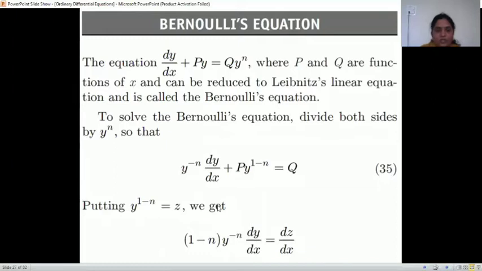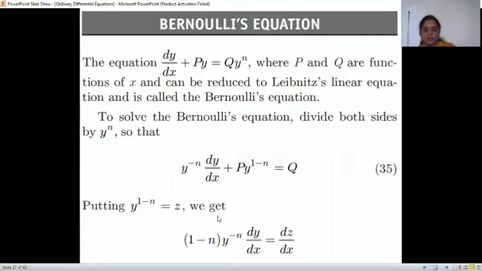Bernoulli's equation is of the form dy by dx plus py is equal to q into y raised to n, right? So this is like a linear equation, but there is the extra term y raised to n. Such an equation is called Bernoulli's equation. To solve it, we have to divide this equation by y raised to n. So we get y raised to minus n dy by dx plus p into y raised to 1 minus n is equal to q, right?